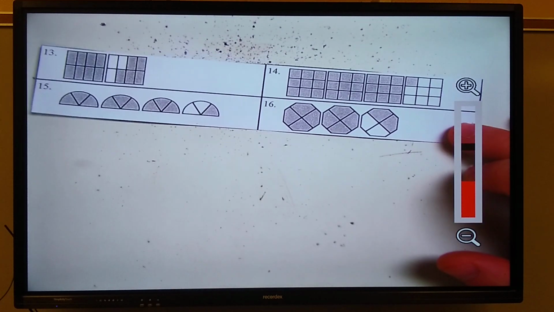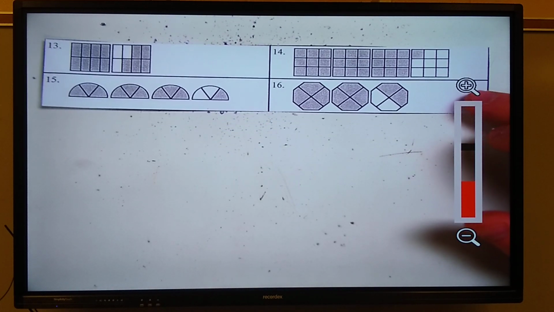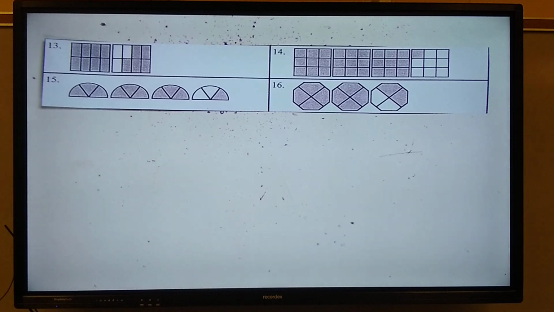Now I want you to do these. These will be mixed numbers. Remember, a mixed number is a whole number and a fraction put together. I want you to give me the mixed numbers of all 4 of these. Do that now. Pause the video. All right, let's see how you did.